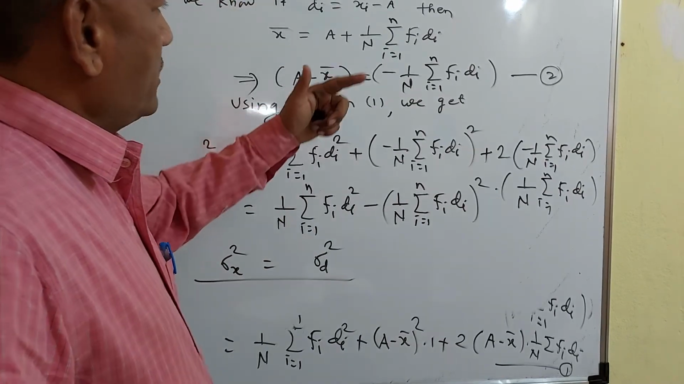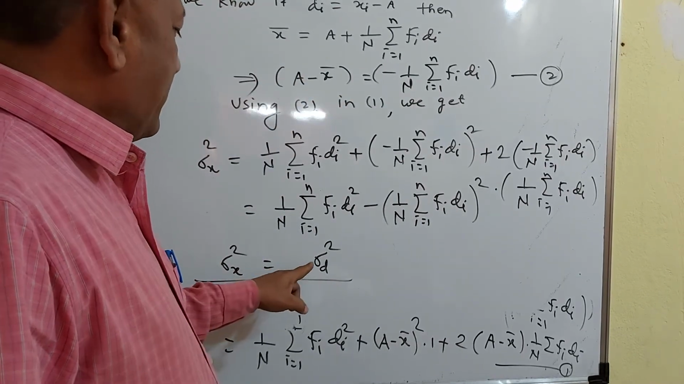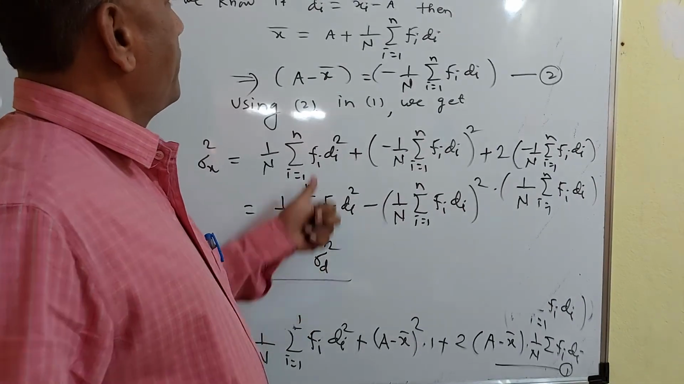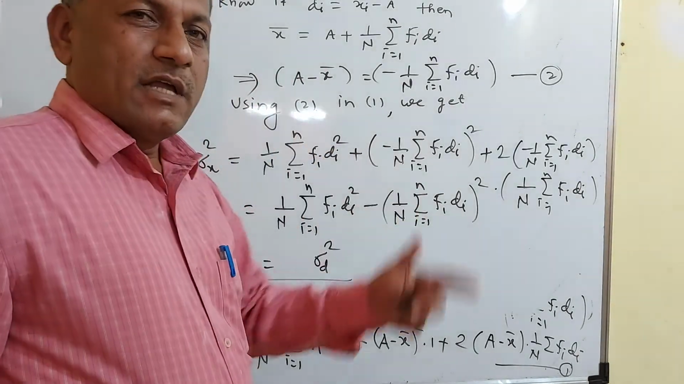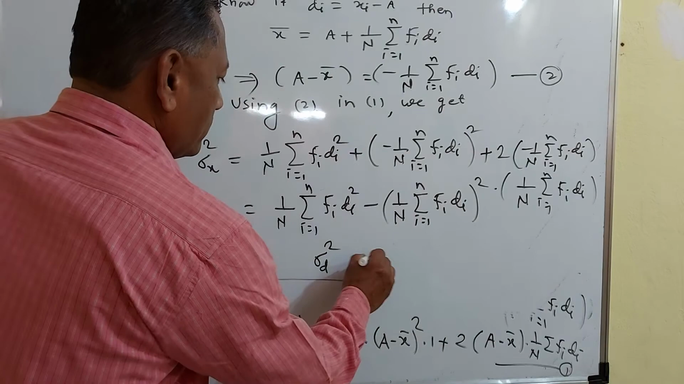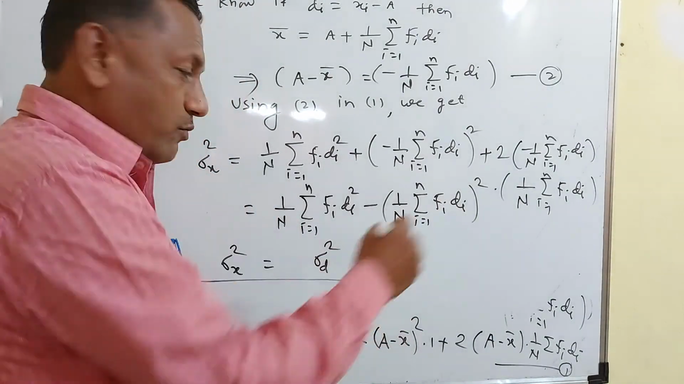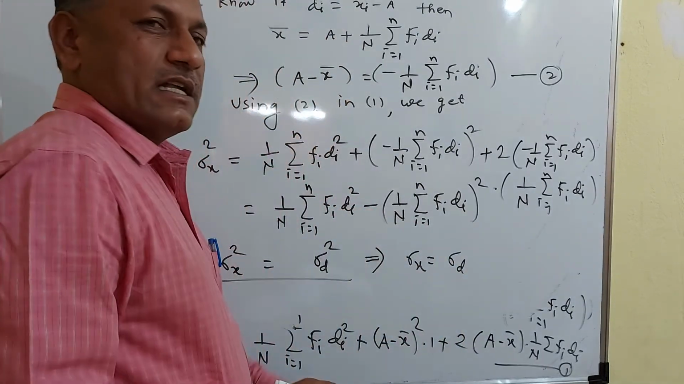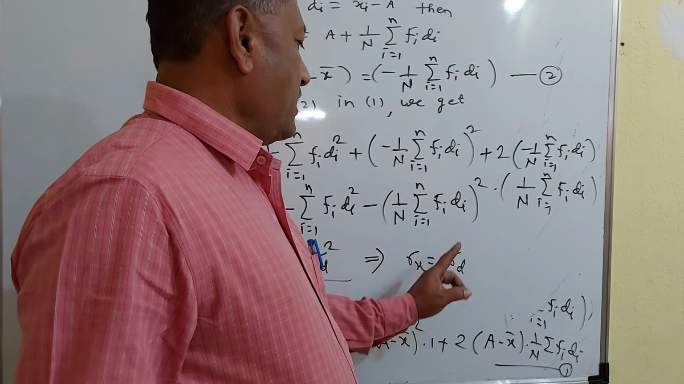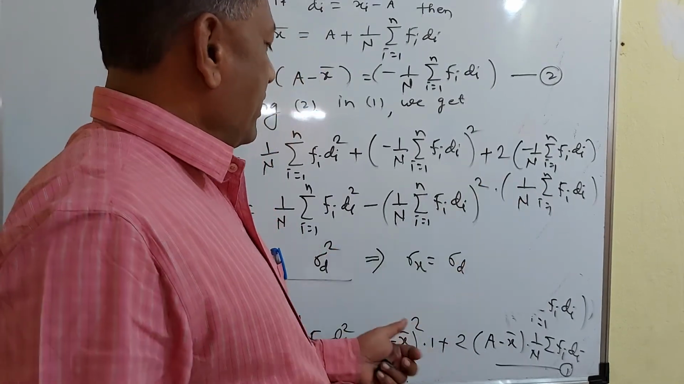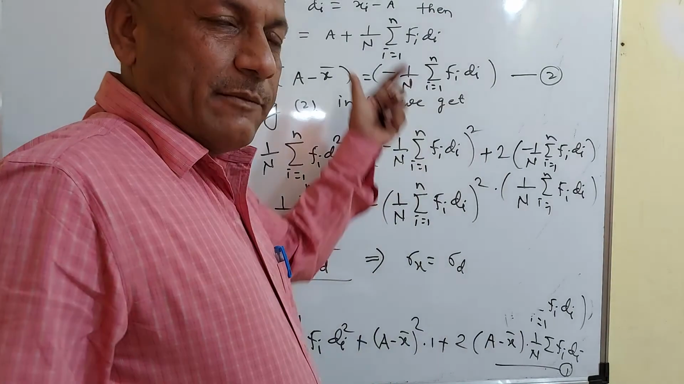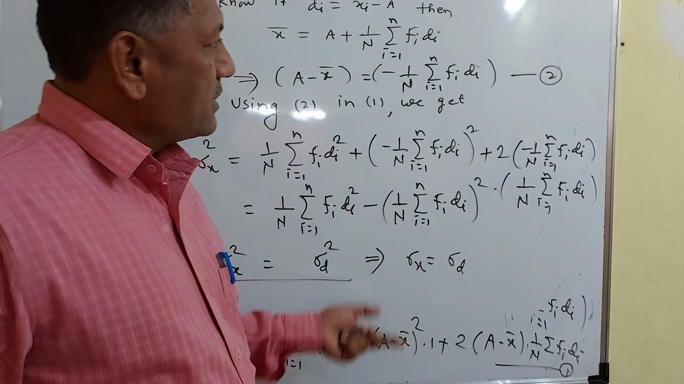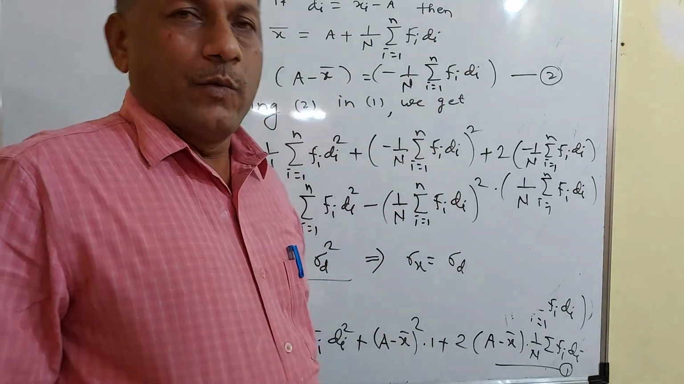So you change the origin, means the formula of variance is independent of change of origin. Therefore, variance is independent of change of origin. And if you take the square root on both sides, you get sigma x is equal to sigma d, means standard deviation in x is equal to standard deviation in d. So consequently we say that the standard deviation is independent of the change of origin. So in the next lecture we see some examples using this formula of variance. Thank you.